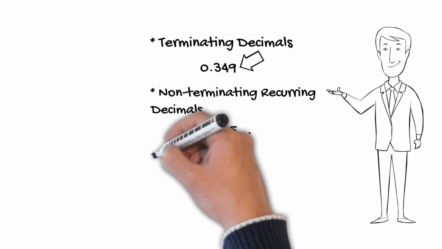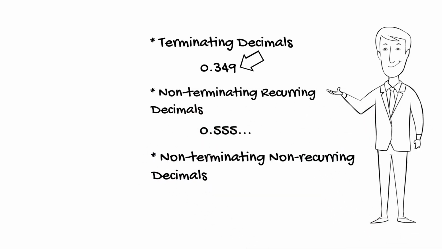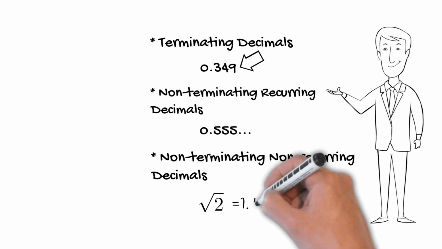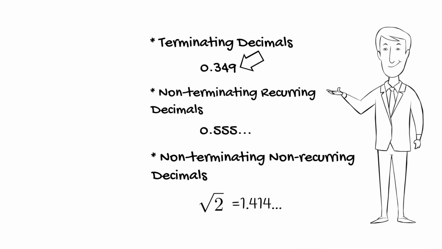And the third type is non-terminating, non-recurring decimals. We just had an example of this type, the square root of 2. It approximately equals 1.414, and the digits of the decimal do not end. Hence, it's called non-terminating, and it's called non-recurring since there is no specific pattern of reoccurrence. Broadly, these are the types of numbers we see in mathematics: terminating, non-terminating recurring, and non-terminating non-recurring.